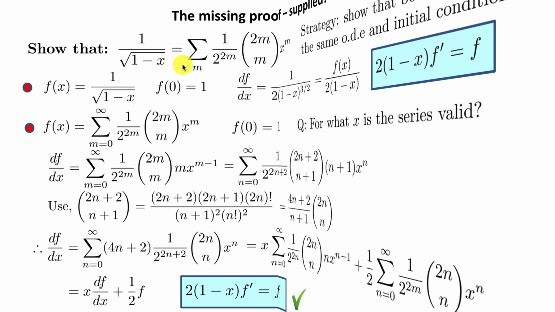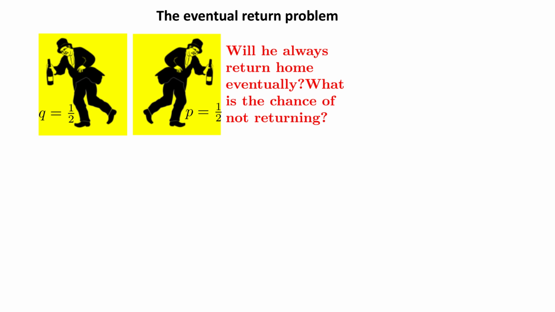Now, that was a mathematical point. Let's return to something that is more substantive, and this is the problem of eventual return. So, will this guy always return home eventually? Eventually means after taking an unlimited number of steps. We can ask, what is the chance of his not ever returning? Will he get lost? Is there a chance that he will never come back?